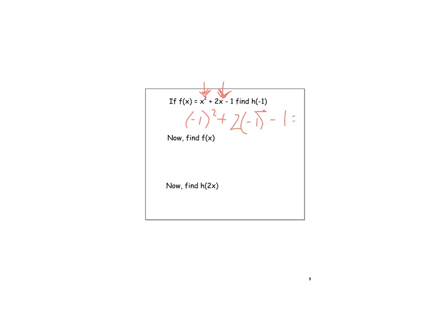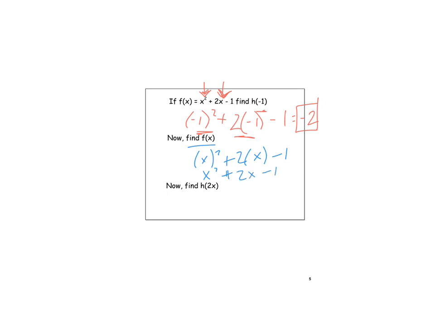Okay, and now when I plug this into my calculator, I believe I get negative 2, because this is 1 minus 2 is negative 1 minus... yeah, you get negative 2. And then find f of x. So now we're plugging in x to 2 spots. And again, since we're plugging in the same letter, we get the same function.